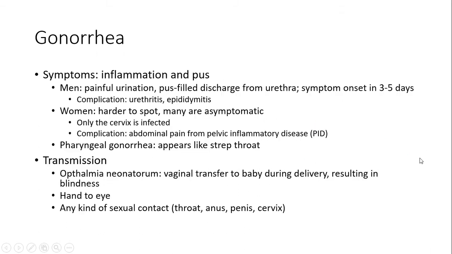The symptoms of gonorrhea are going to include inflammation as well as pus. On the men's side, it's going to include painful urination as well as a pus-filled discharge from the urethra. Usually that's enough to terrify most men. They're going to go to the doctor. Symptom onset can take place in 3 to 5 days. Complications of this, if left untreated, include urethritis and epididymitis.